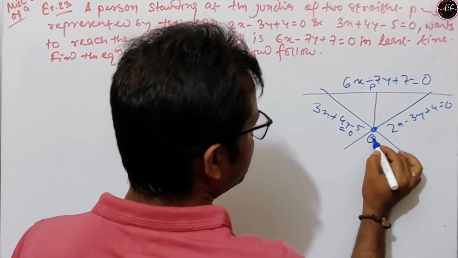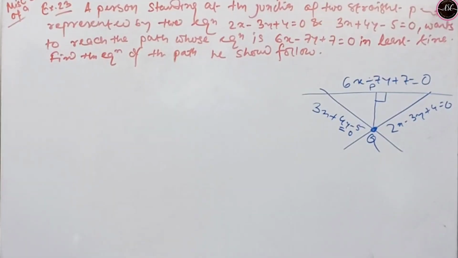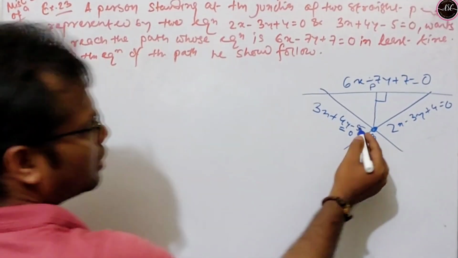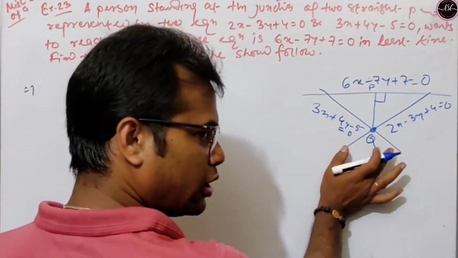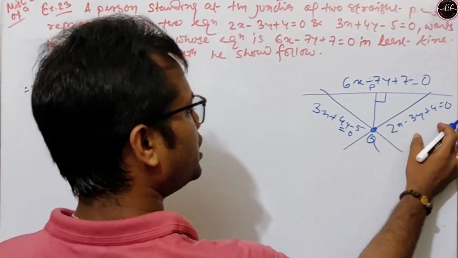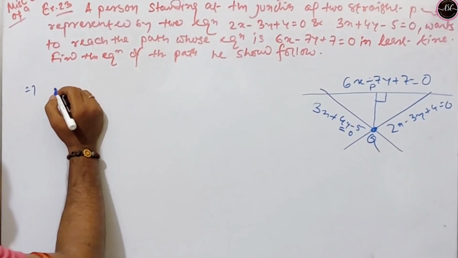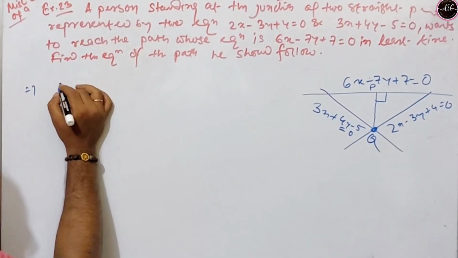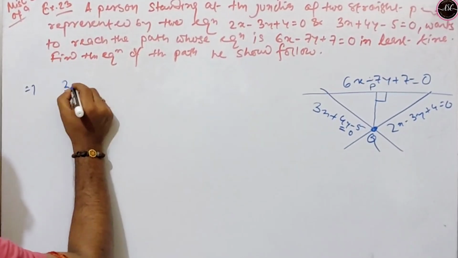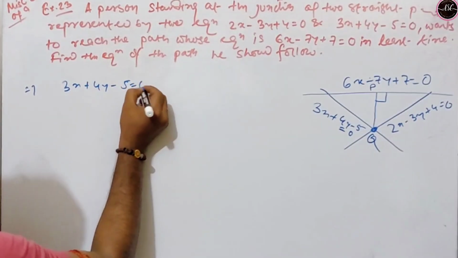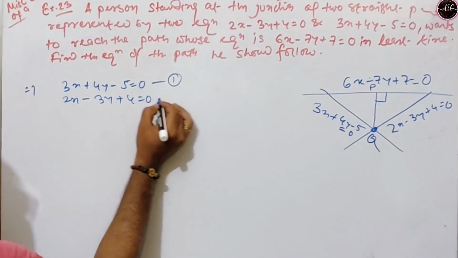That means if he goes straightly, let this is P and this is Q, okay. So this PQ will be perpendicular to this, okay. So and the coordinate of junction, the intersecting point between them, okay. So if we solve these two equations, we get the intersecting point, that means the place of standing of the man, okay. So we have 3x plus 4y minus 5 equal to 0, this is equation 1, and 2x minus 3y plus 4 equal to 0, this is equation 2.